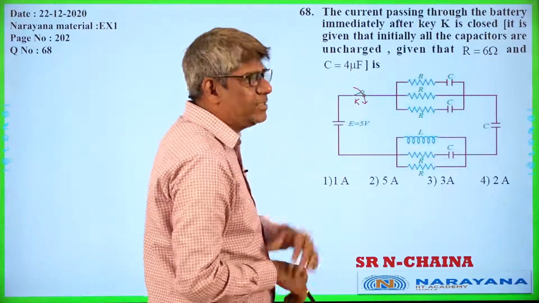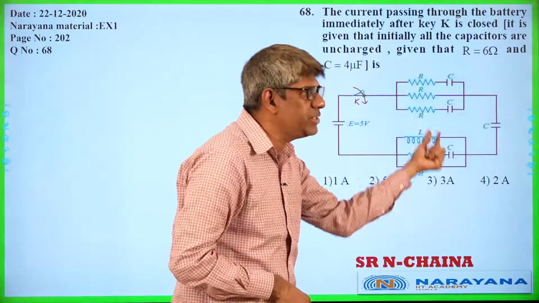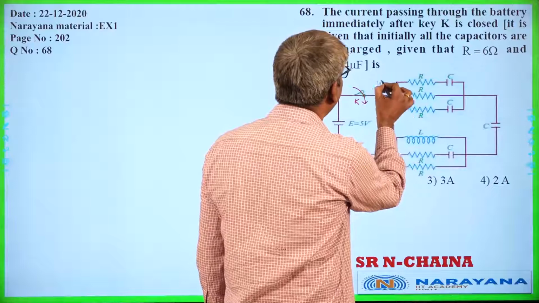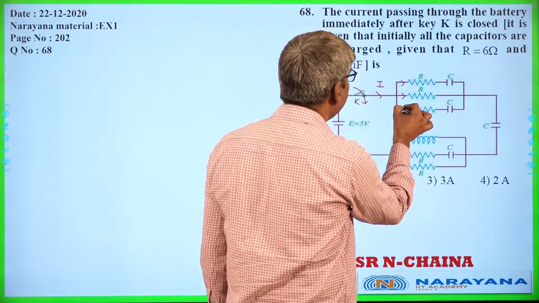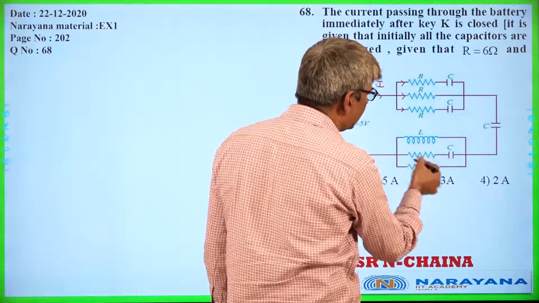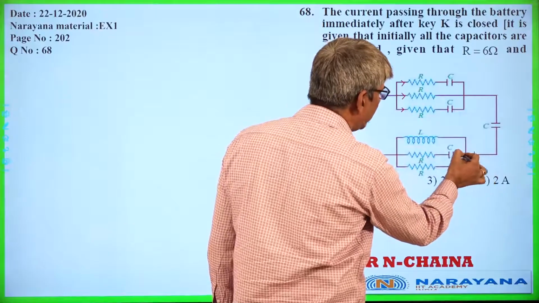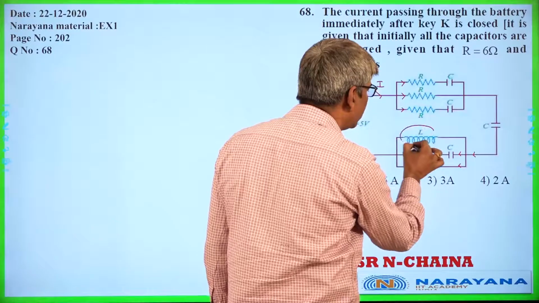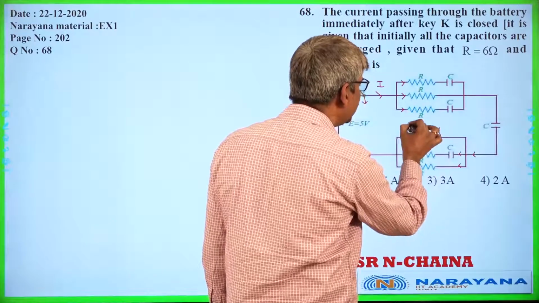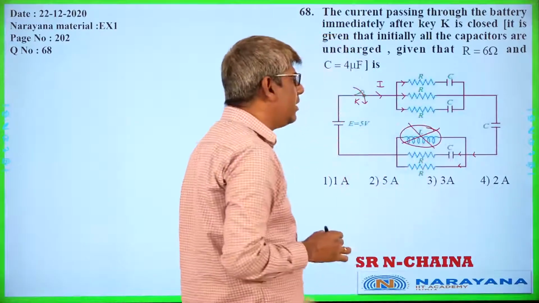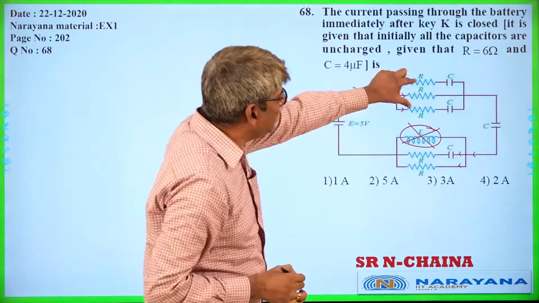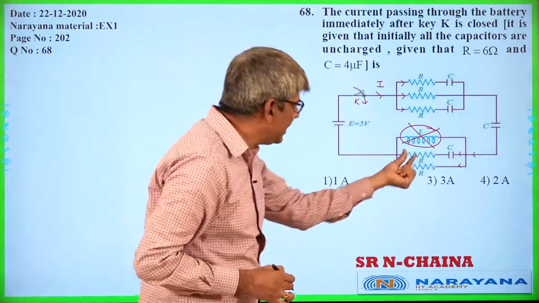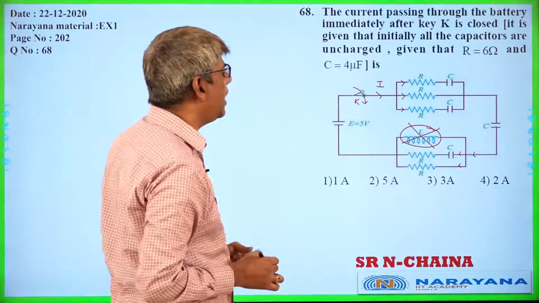Immediately means at t is equal to 0, we know the capacitor is shorted. So the current that is coming from the battery I will flow through this, through this, through this. Similarly here also it will flow through this and through this. But no current will flow through this, because it is open at t is equal to 0. So here the resistors are 3 in parallel, R by 3. Here the resistors are 2 in parallel, R by 2.